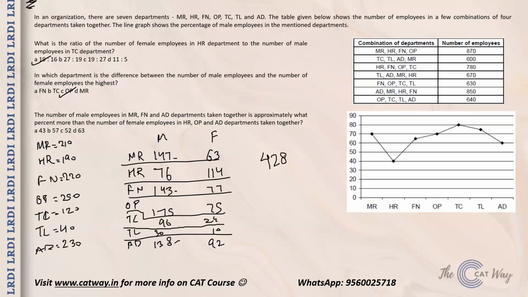428 is more than the number of female employees in HR, OP and AD. HR is 114, OP is 75, so 114 plus 75 takes you to 189. And after that you have AD, so 189 plus 92 is 281. So it is asking for the percentage more. You divide it and get 1.52, so basically you have 52% extra. That is the correct answer for this question.